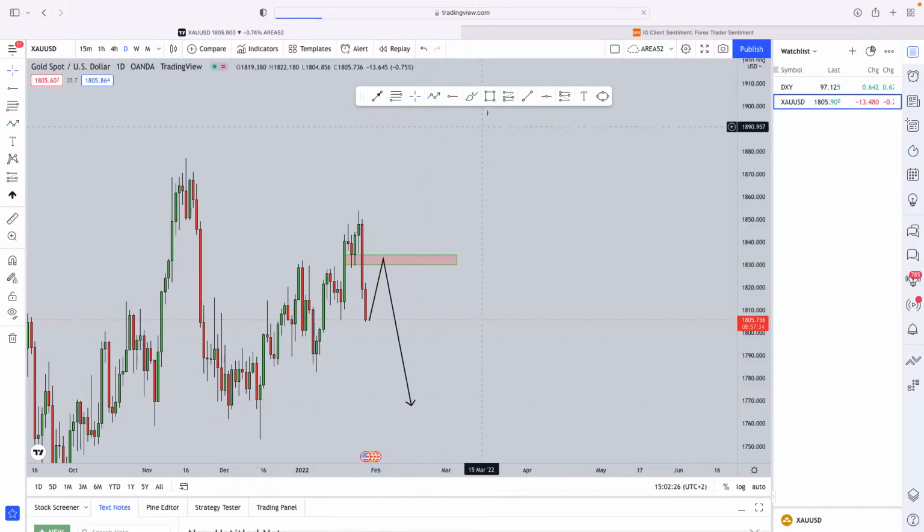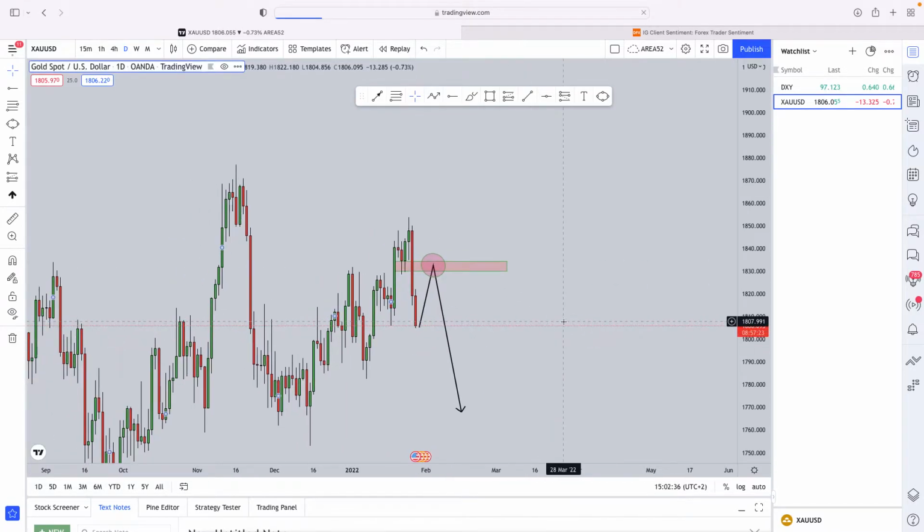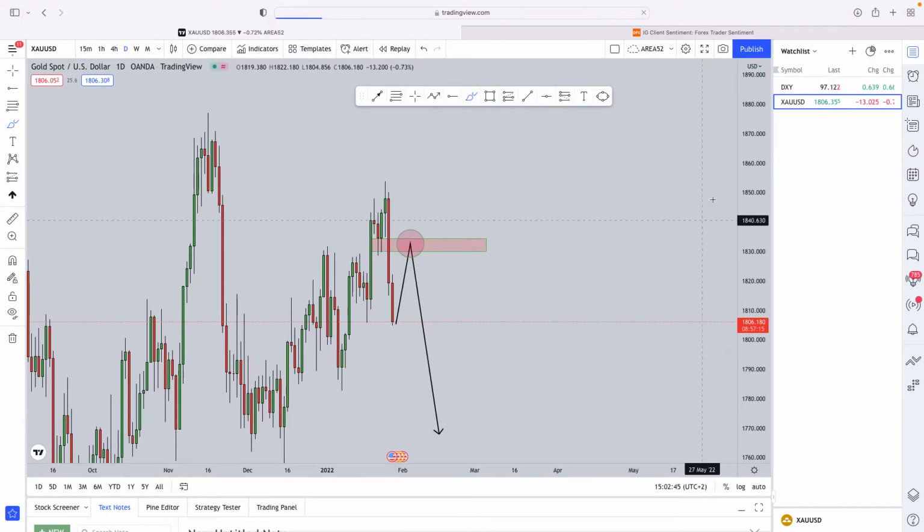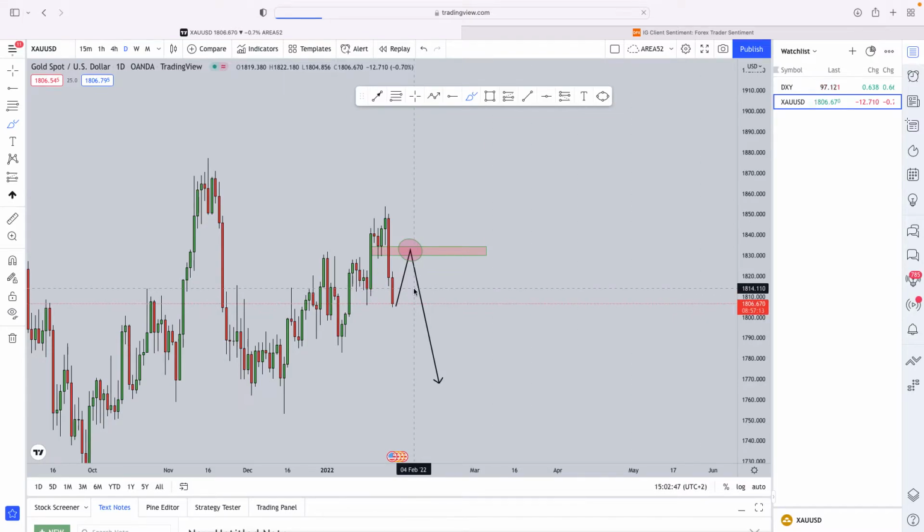Now, we know that Powell made a few statements yesterday speaking about the fact that they could potentially have that interest rate hike starting in March, but we'll speak more in detail about that as well. Gold is currently printing an equal low, also testing 1806 as a previous level of support. Now this is the way that we're going to approach the situation on gold.